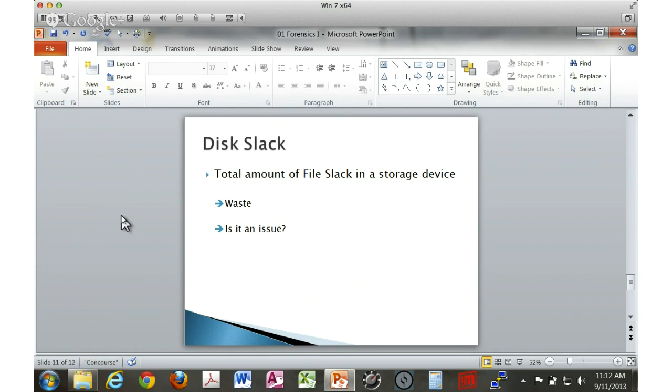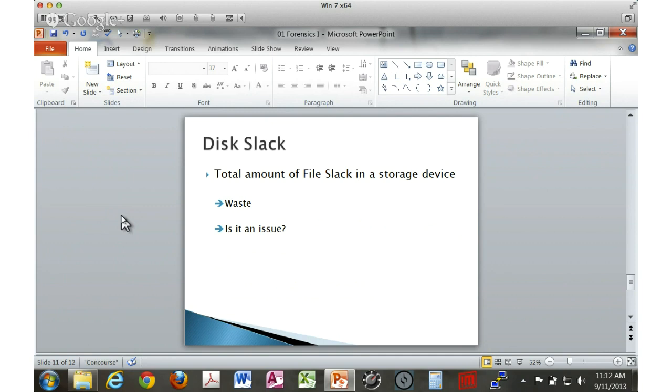It used to impact us. Back when we had limited drive sizes or storage spaces, of course, yes, we would partition our hard drive to cut down on the size of the cluster to decrease the amount of slack in our disk system.